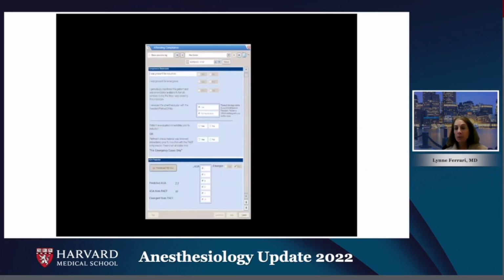The final is always determined by the clinician, but it is information to help with decision management, bring to light some of the comorbidities that the provider might not be aware of. In this example here, the anesthesiologist classified the patient as a 3. The predictor said 2.2. The anesthesiologist maintained the patient at 3. And sometimes it just goes the other way.